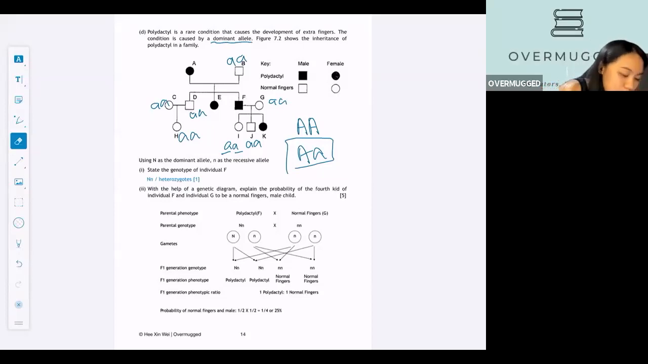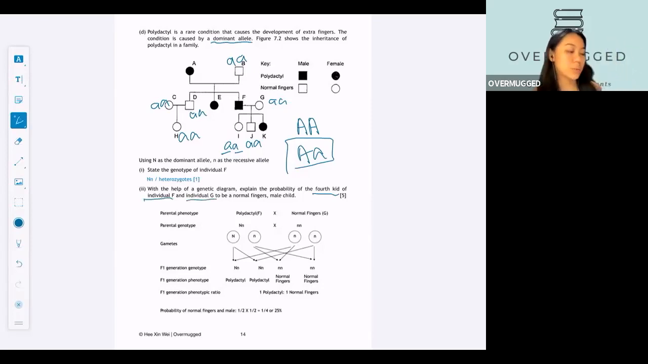Genetic diagram, the probability of the fourth kid, individual F and individual G, to be a normal finger male child. Okay, so F we already said, it is Nn, heterozygous. And then normal finger G, confirm, is homozygous recessive. So actually, this is quite straightforward. This is just a normal genetic diagram, nothing challenging. I suggest you go try the CS Bio genetic diagram. I thought that question is a bit challenging. So you can go and try.